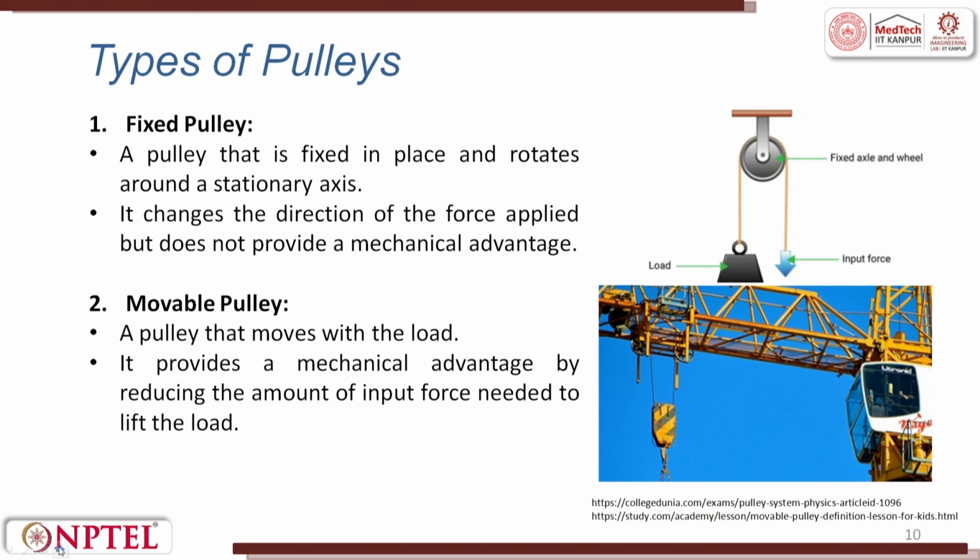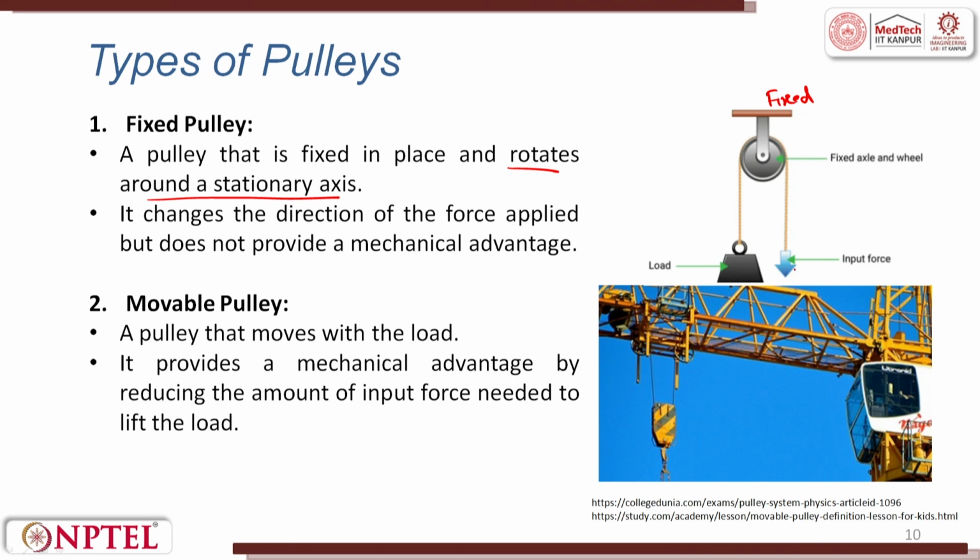Fixed pulley. Regarding the types of pulleys, the first type is the fixed pulley. A pulley that is fixed in place and rotates around a stationary axis is a fixed pulley. This is fixed here, that means it is called a fixed pulley. So, a fixed axle and wheel is there, only this wheel rotates, it is a fixed pulley.